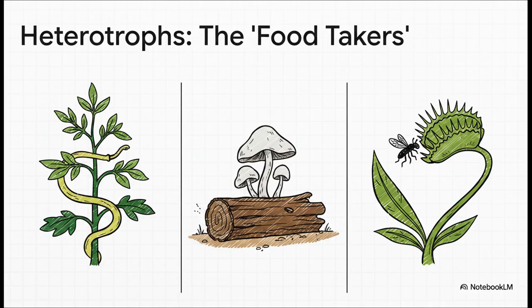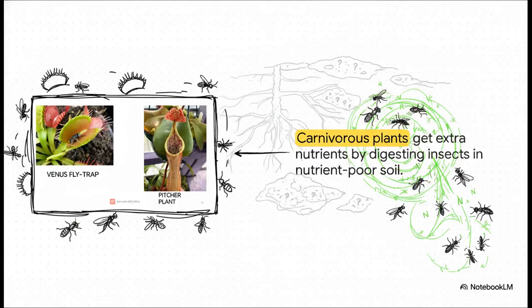Then there are the saprophytes. These guys are like nature's recyclers. They feed on dead, decaying stuff in the soil, breaking it all down. And of course, there's the group that everybody finds so fascinating, the carnivorous plants. I mean, how cool is this? Plants like the Venus flytrap or the pitcher plant usually grow in places where the soil is terrible and lacks nutrients. So, to get a little extra nutrition, they've evolved these incredible traps to catch insects. They digest them to get things like nitrogen that they can't get from the soil. It's just a genius survival strategy.